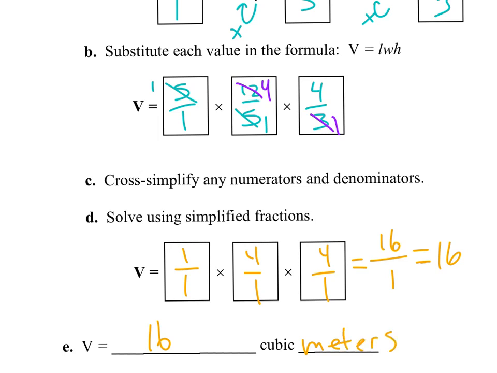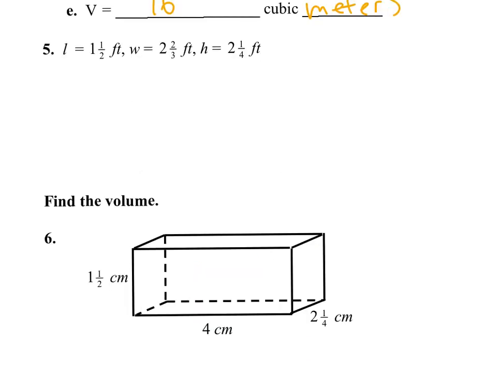Simple enough. Okay, number 5, number 6. Knowing what we know now, let's go ahead and jump on to number 5. The volume is going to be equal to the length times the width times the height. So we've got 1 and 1/2 times 2 and 2/3 times 2 and 1/4.